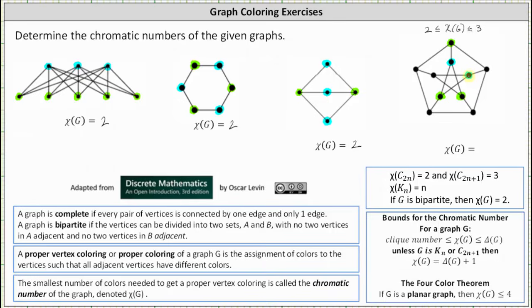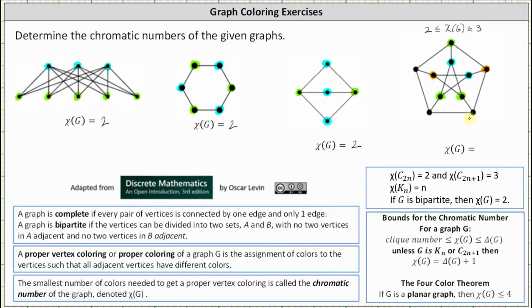All adjacent vertices to this vertex can't be blue, and this vertex out here is adjacent to a green vertex, so this vertex also can't be green. We're going to need a third color, let's say orange. Let's color this vertex orange. And then going back to the inner vertices, this last inner vertex is adjacent to a blue vertex and a green vertex, and therefore it can't be blue or green. We will color this vertex orange.